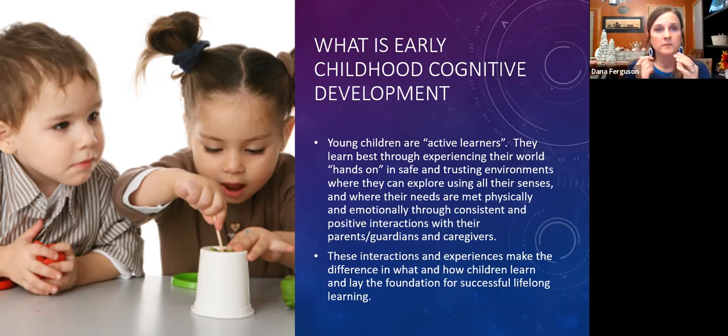And it can happen so much easier and so much more naturally in a setting where they still feel safe to do those things, feel safe to take those risks, where they're not worried about, oh, I got some goop on the floor. They can just really fully explore and enjoy themselves. And these interactions and experiences make the difference in what and how children learn, and they lay the foundation for successful lifelong learning.